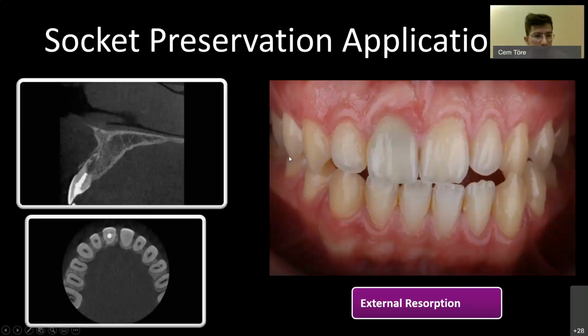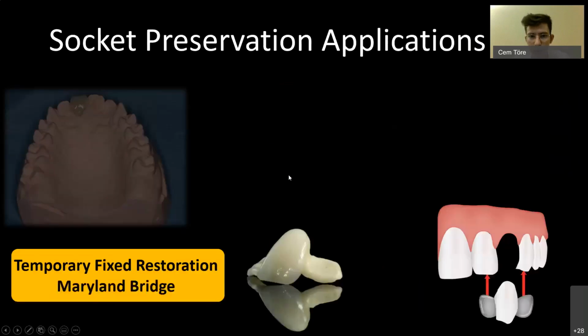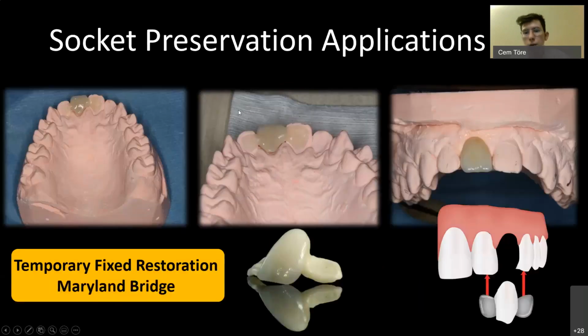Here we have a case, a central tooth with external root resorption. We beforehand make a temporary fixed restoration, a Maryland bridge in this case, which is an adhesive bridge which takes its support from the adjacent teeth, from the palatal side. The support parts are invisible from the front, anterior.